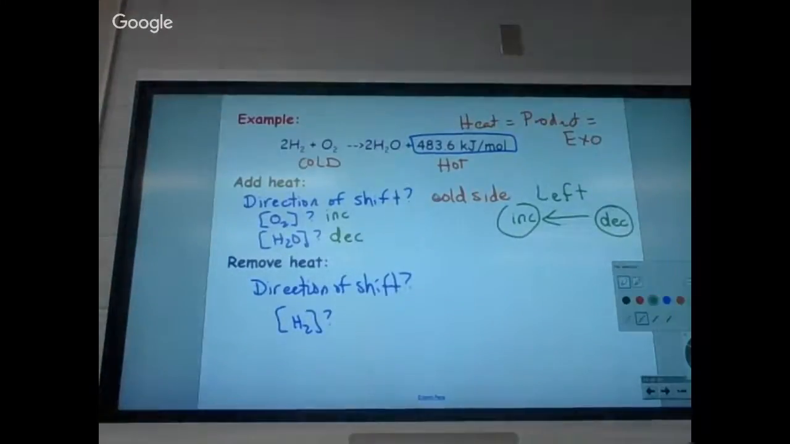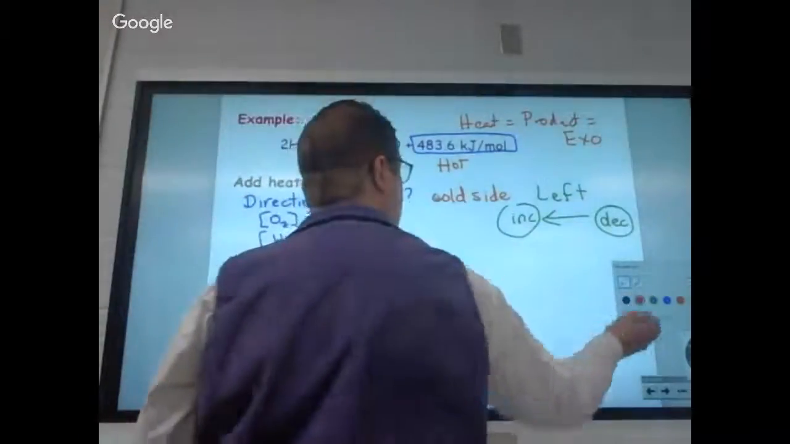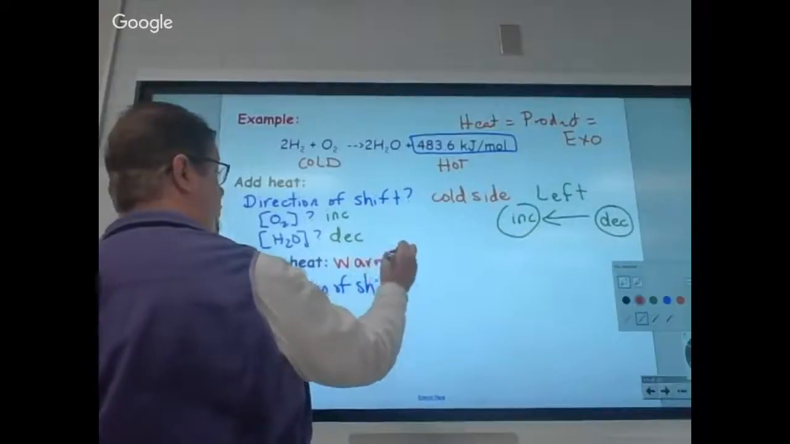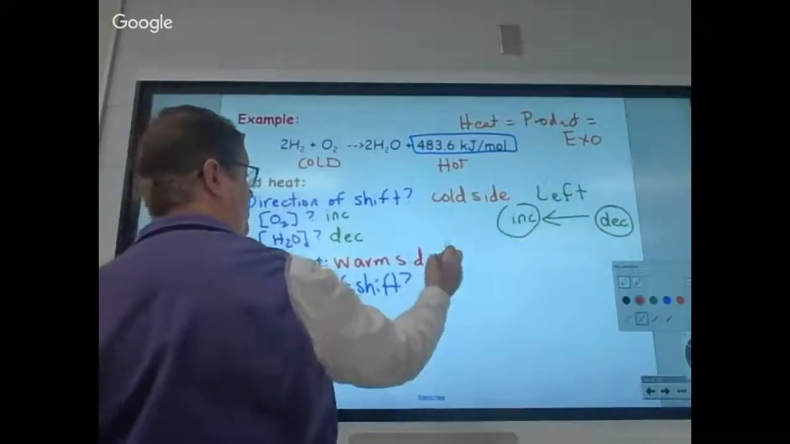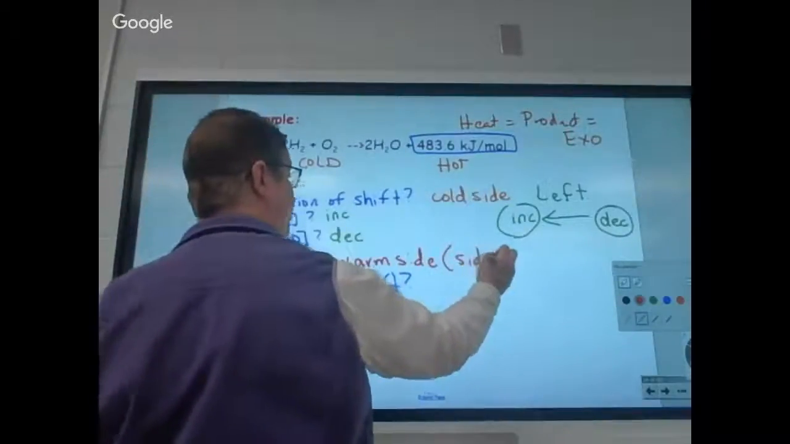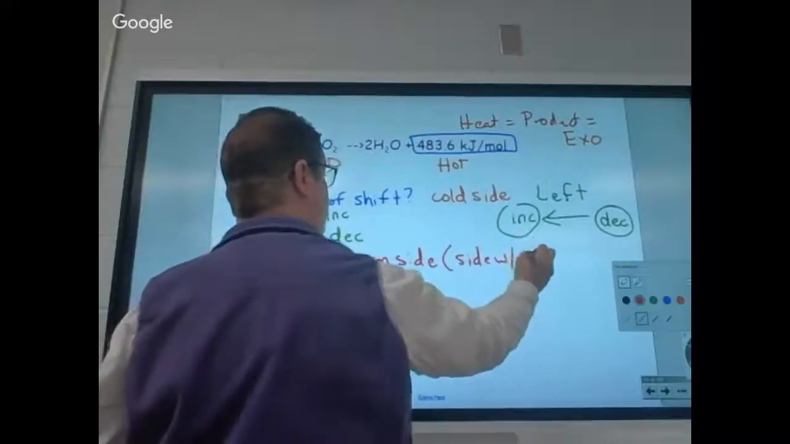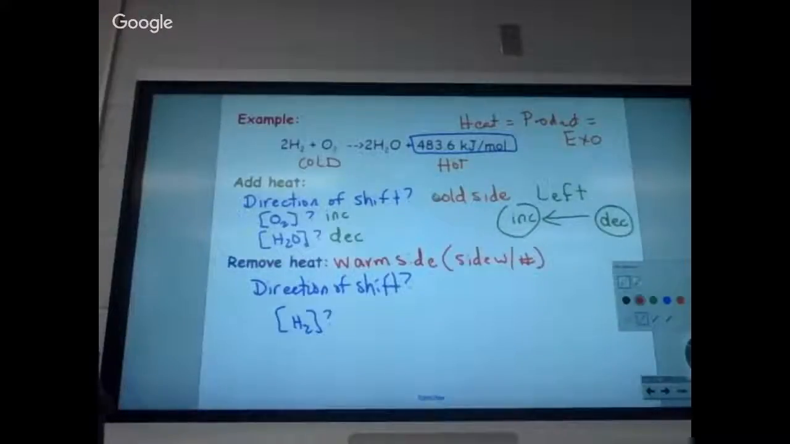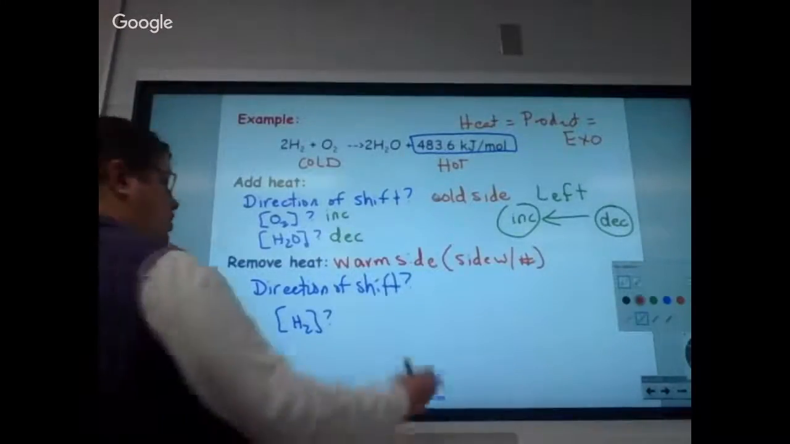All right. If I remove the heat, what's the rule? It goes to the warm side. Okay? That's the side with the number. The warm side is the side with the number. So what side is the side with the number? The left or the right? Shifts to the right.